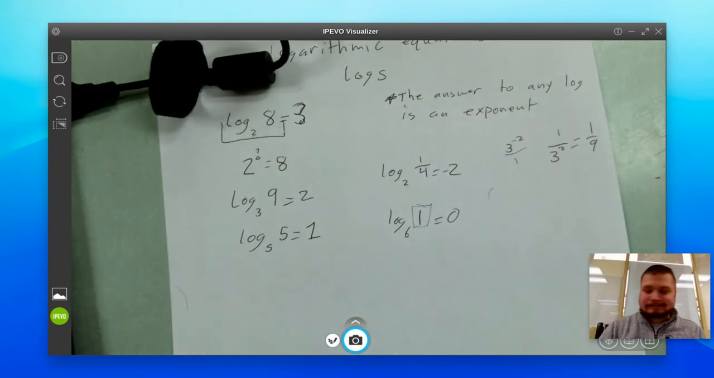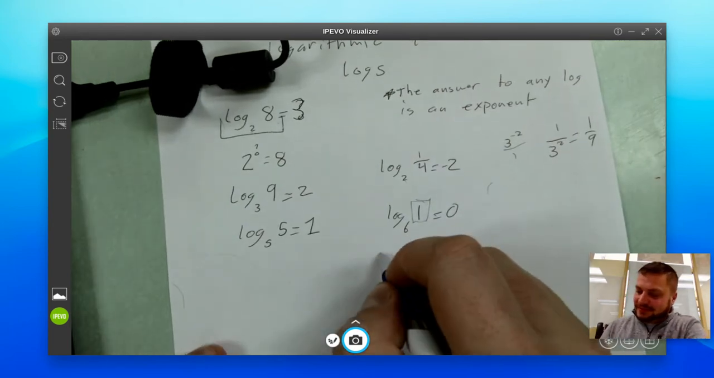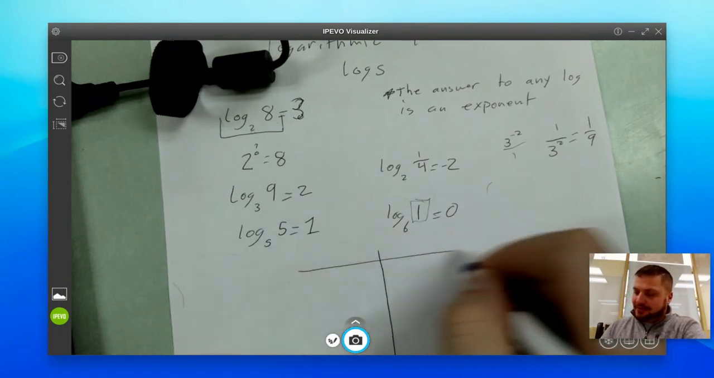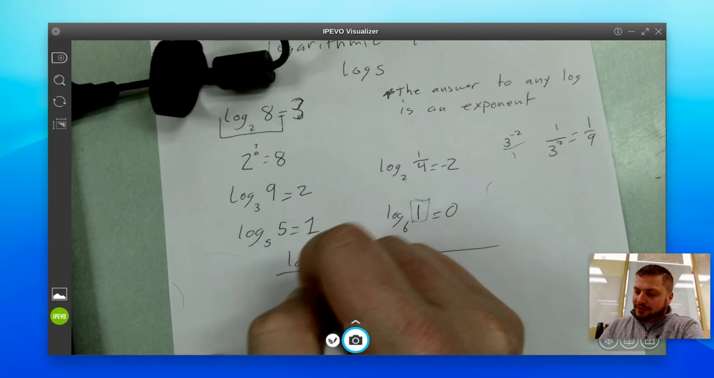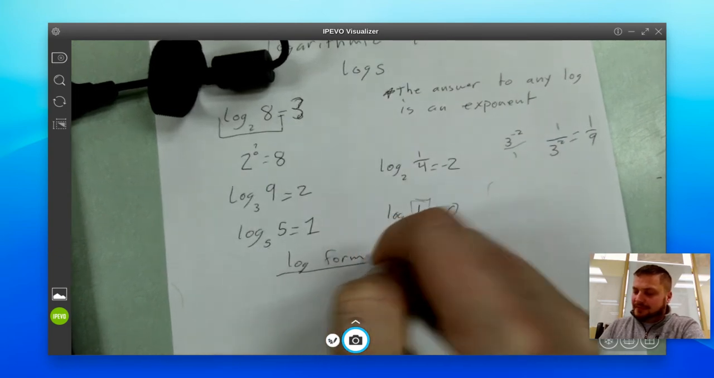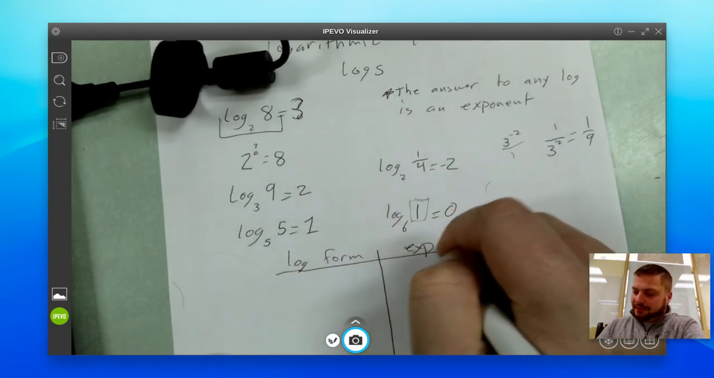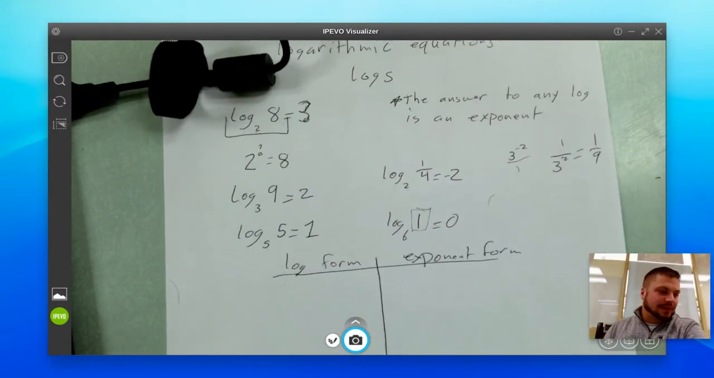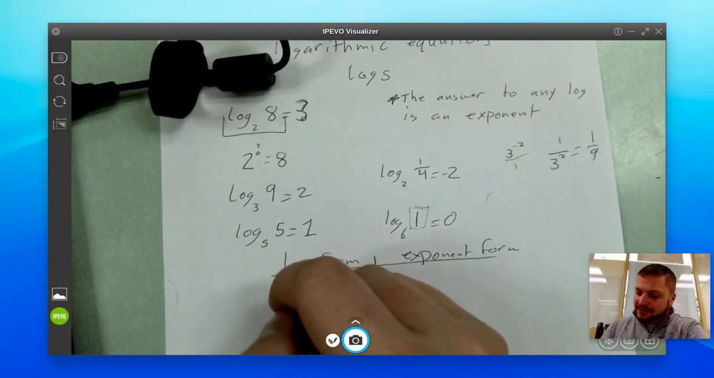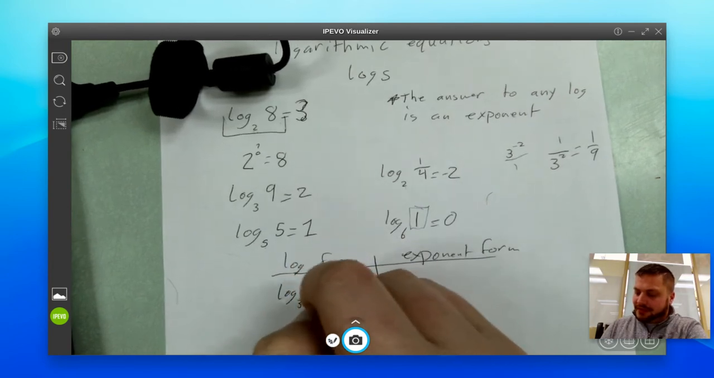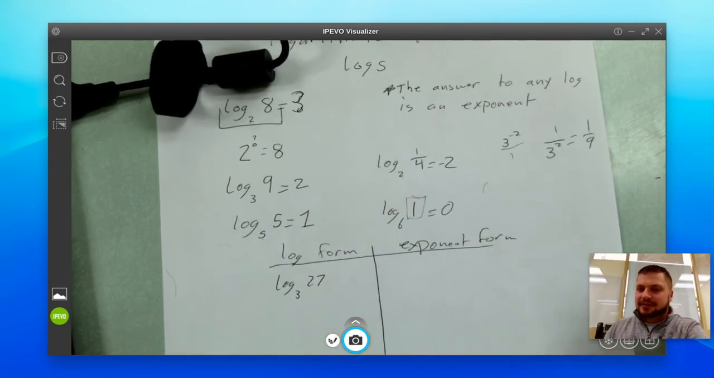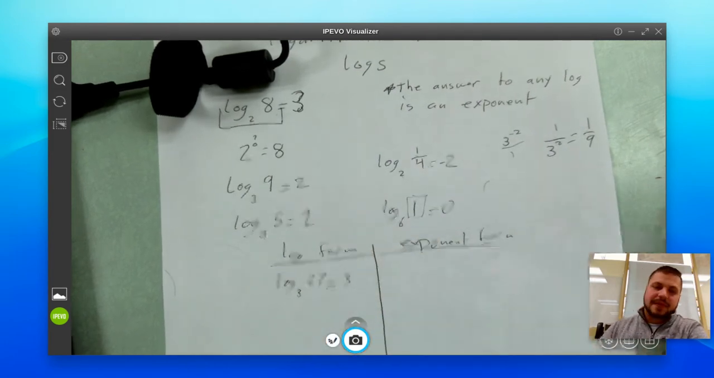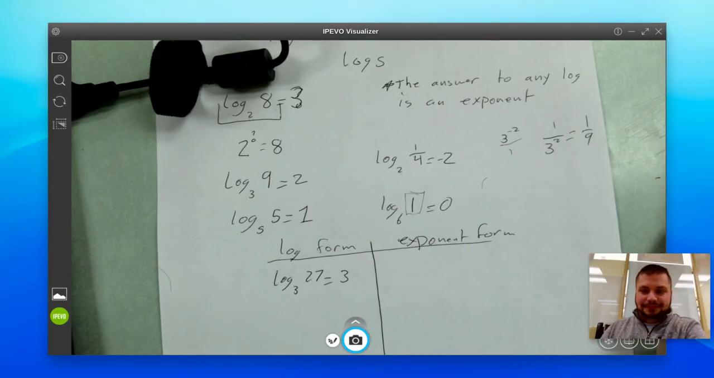All right, so the first thing that we want to do is we want to be able to go back and forth between what they call log form or logarithmic form and exponent form. So I'm going to give you a couple things here. Like I'm going to give you this one, log base 3 of 27. What's that equal? Log base 3 of 27. 3 to what power is 27? 3. And we want to be able to switch forms with that.